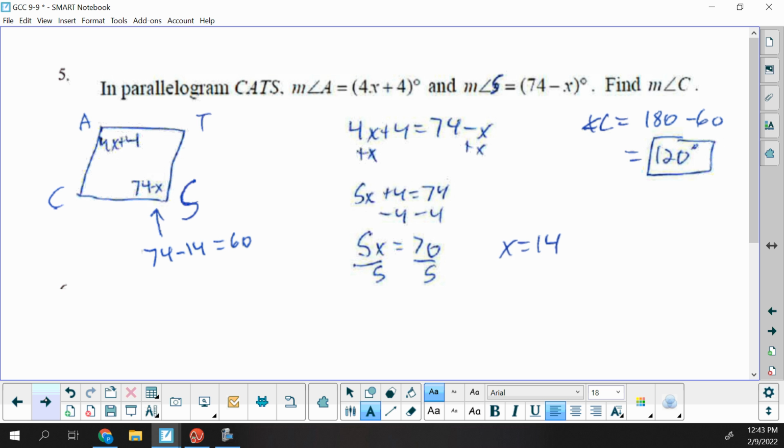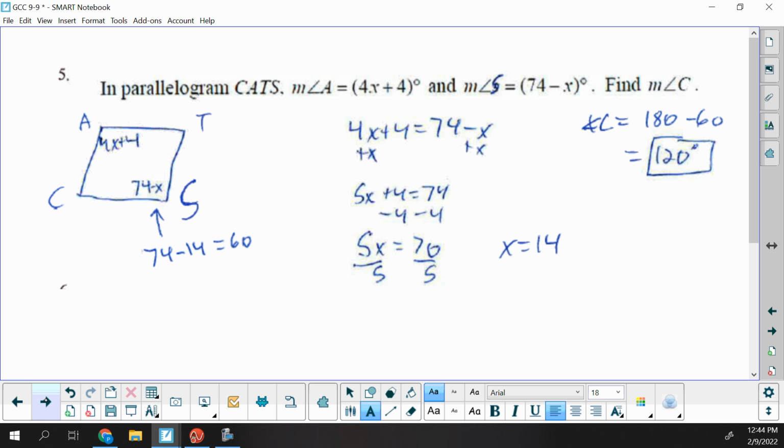Next, we got parallelogram CATS. When it does not give you a picture, draw the picture, label going around in the circle. So you might not have the letters in the same spots as me, but yours should start with C somewhere and then go around in a circle. Our 2 angles they talked about, A and S, ended up being opposite angles. Parallelogram implies opposite angles congruent. So we'll set those equal to each other. Solve, we get x is 14.